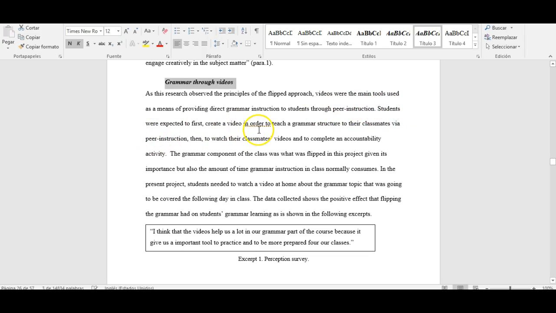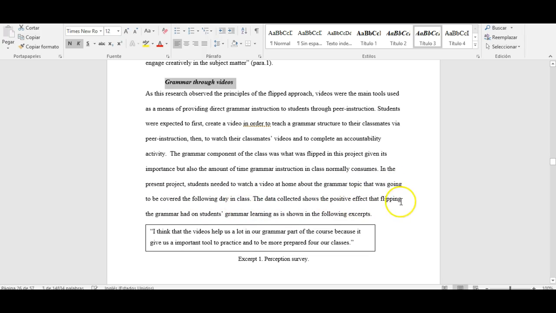Students were expected to first create a video in order to teach a grammar structure to their classmates via peer instruction, then to watch their classmates' videos, and to complete an accountability activity. We have some more information. The grammar component of the class was flipped in the project, given the importance but also the time that it normally consumes. In the present project, students needed to watch a video at home about the grammar topic that was going to be covered the following day in class.